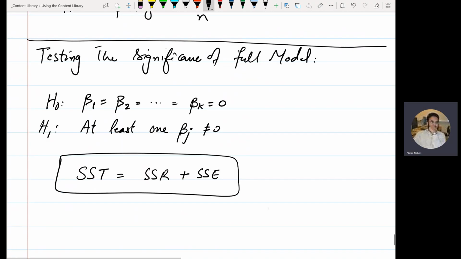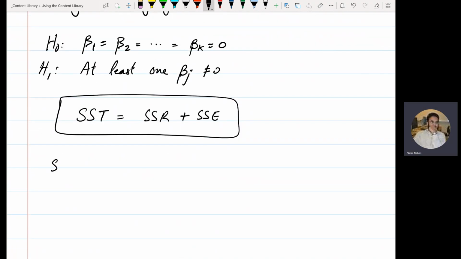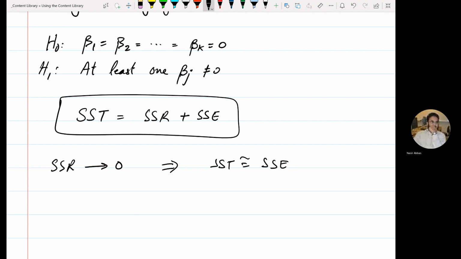One of the extremes is that SSR is close to 0. In that case, your SST will be approximately SSE. Correct? In this situation, should you be supporting H0 or H1? When will SSR be 0? When there is no explained variation and the model is actually useless. So you should be supporting H0. So this supports H0.